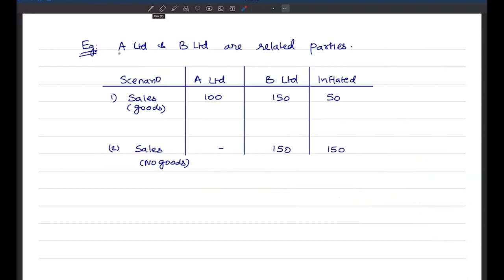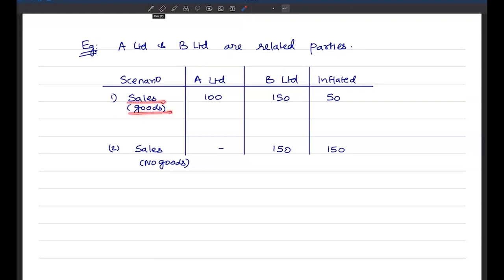Let's see. Look at this scenario. A Limited and B Limited, they are basically related parties. Now, A Limited is going to sell some goods to B Limited. It is possible amongst related parties, sales can happen. Genuine sales can happen. Inflated sales can happen. And artificial sales also can happen. That is without any goods or services. Let's see all those. So here A Limited and B Limited are related parties.